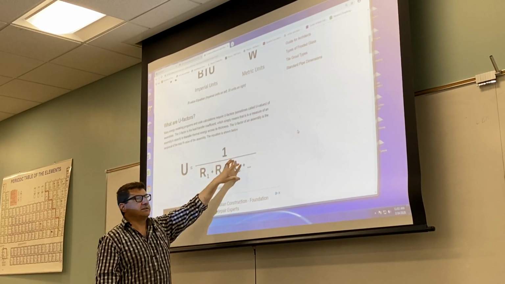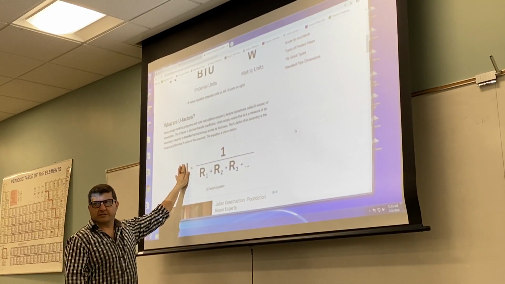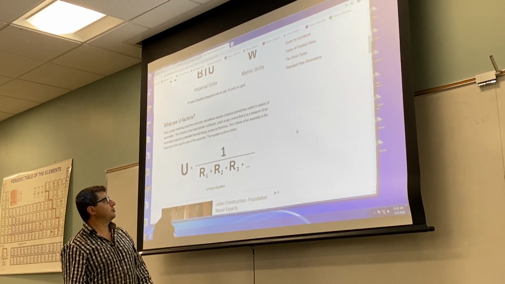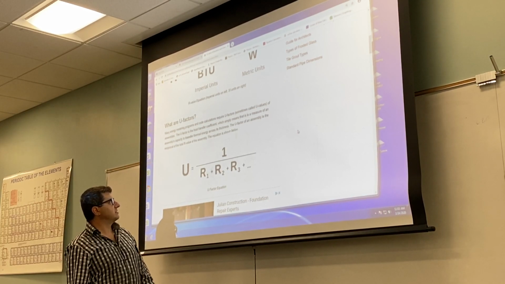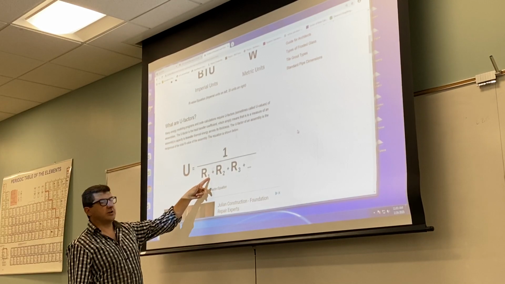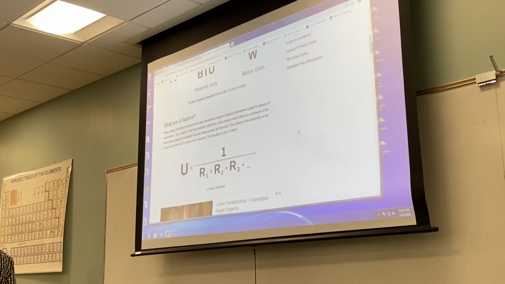So if it's a big resistance, then the U factor is low, right? So you can keep doing this and defining new concepts. So in some cases you want the R factor to be low, the U factor to be big, and then the R factor to be big or the U factor to be low. So it depends what your goal is.